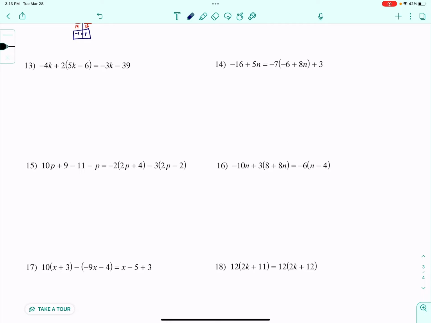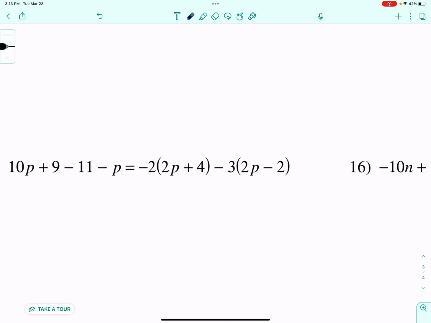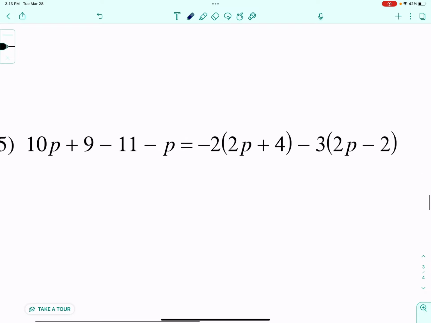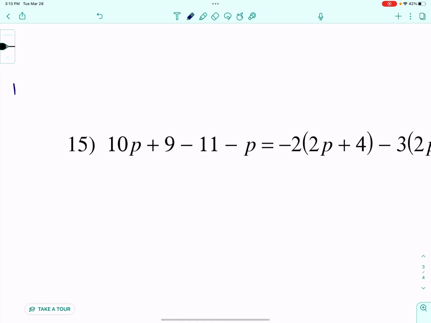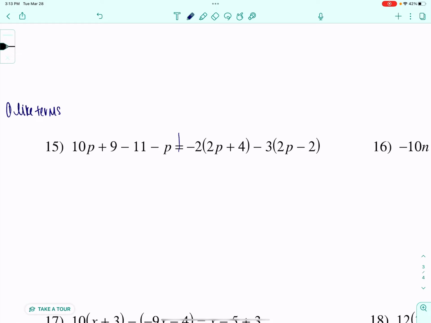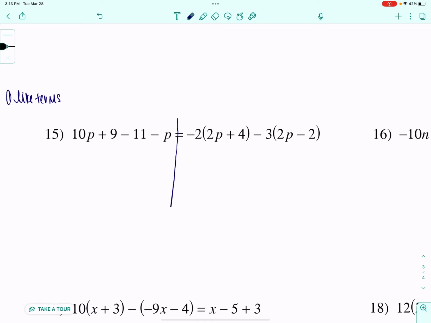Let's do 15. We'll go big or go home. 15 has a whole bunch of stuff in it, but we are going to start with our list, where the first thing we check for is combining like terms. I am going to put in my line in the middle so that it is super obvious where each side of my equation lies.